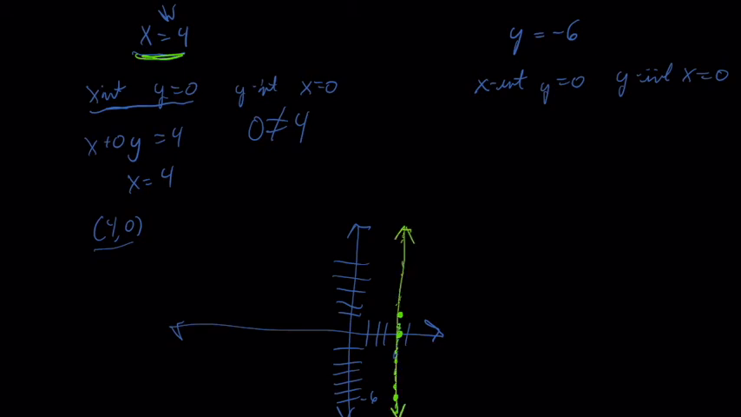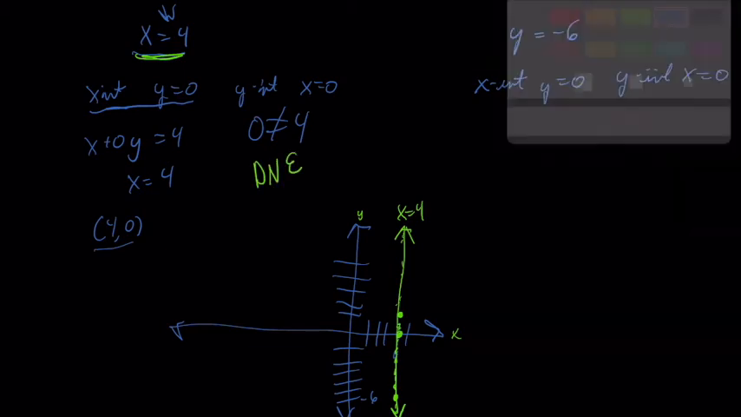So here is our graph of x equals 4. It's a vertical line, right? Is it ever going to cross the y-axis here? No. We call those parallel lines, and we're going to talk about those later on. But it's important for us to know right now that this does not have a y-intercept.